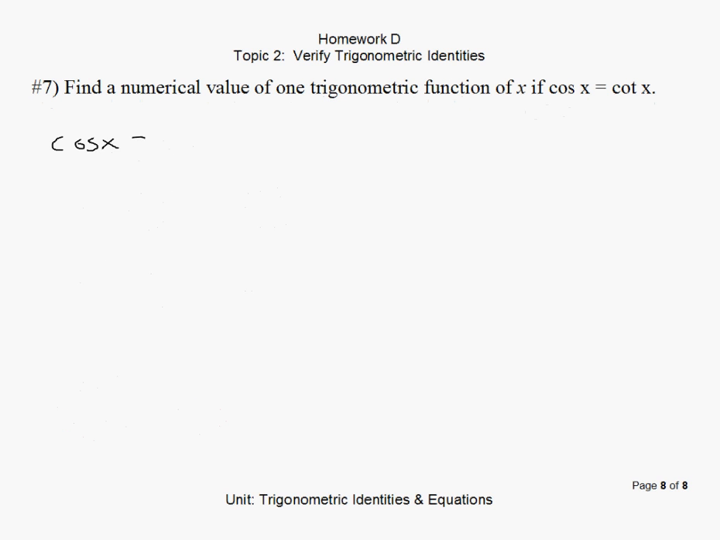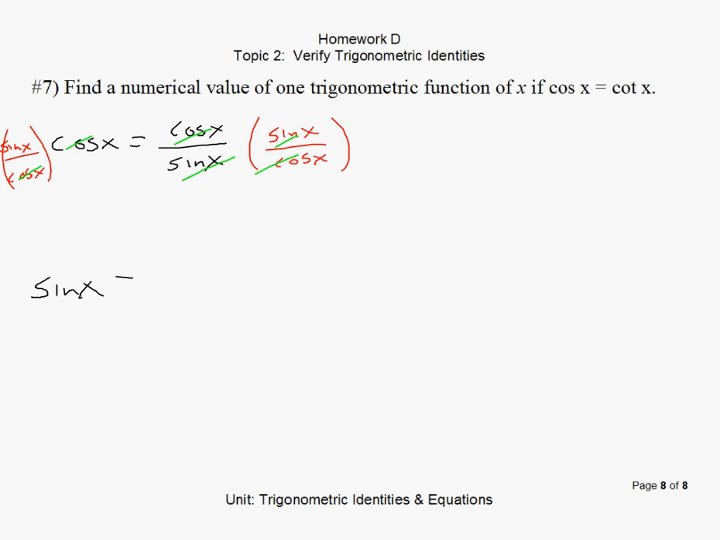Same directions for number 7. I would change cotangent to cosine over sine. Then I would multiply both sides by the reciprocal of cosine over sine. That will give me 1 on the right side of the equation because it's going to cancel on the right. So on the right, my cosines cancel, my sines cancel. On the left, my cosines cancel. I end up with sine of x equals 1. That is one answer. There are 5 other answers that are just as good.